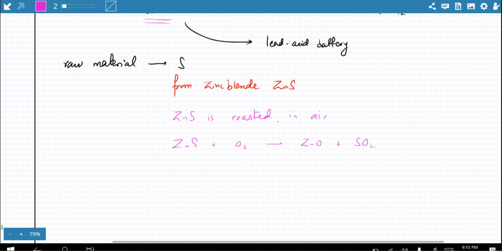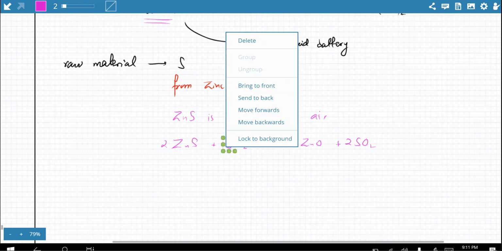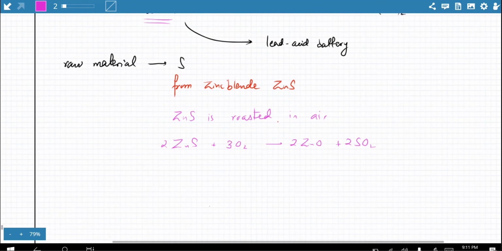You can double everything so that we can balance it. Then there's going to be 3O2. So now this equation is balanced. Or if you don't have zinc blend but you have sulfur, the other thing that could be done is that sulfur could also be directly burned.